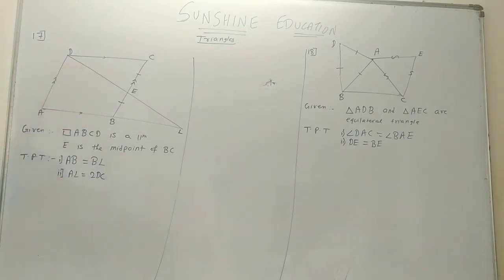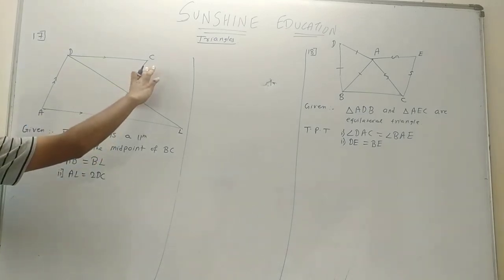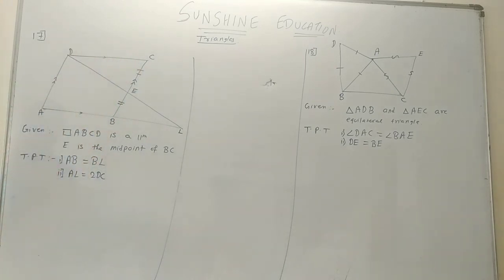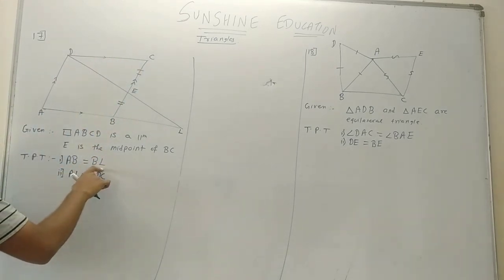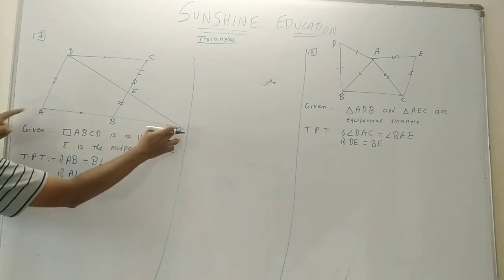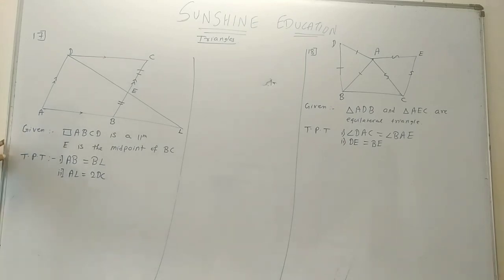Okay, we have a parallelogram and we need to prove that E is the midpoint of BC. What is given? E is the midpoint. As E is the midpoint, this side is equal to this side. Okay, and AB is equal to BL. We need to prove AB is equal to BL and AL is equal to 2BC. So let's see how we can do it.